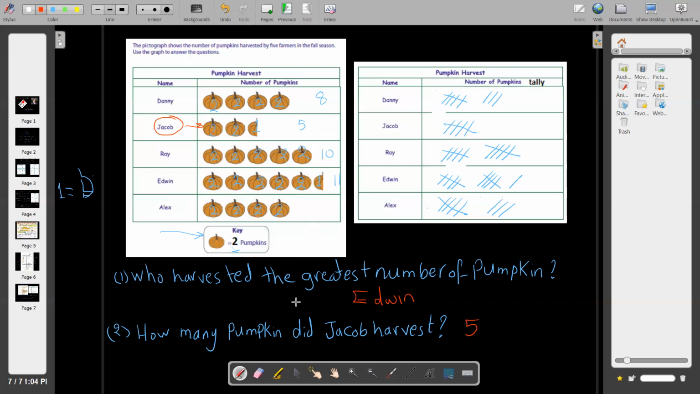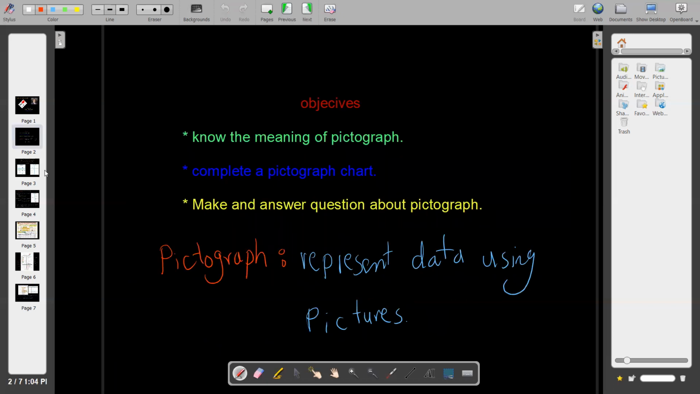We have finished our lesson today. Thank you for listening. But before I go, we must revise our objective today. What we learned today: we learned the meaning of pictograph. Pictograph means representing data using pictures. We draw faces, we draw pumpkins, we draw any shape. We learned to complete the pictograph. We draw faces, we draw tallies, we write the numbers. We made questions and answered them about a pictograph.